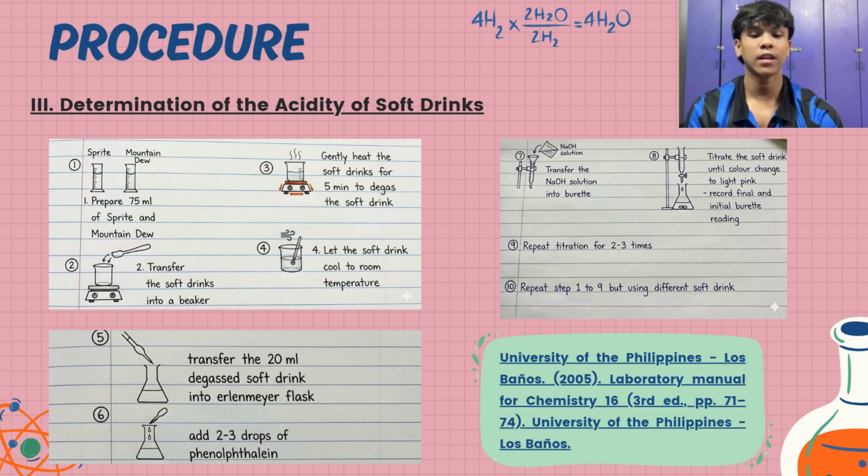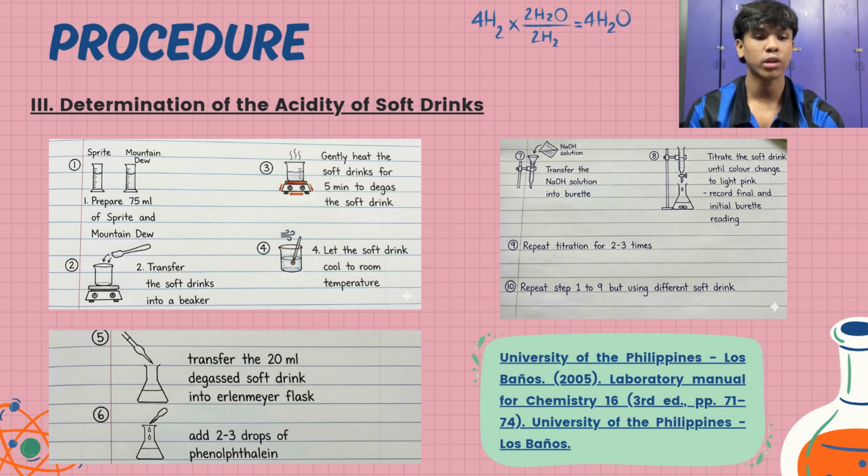After that, we transfer the 20 ml degassed soft drink into the aluminium flask and add 2 to 3 drops of phenolphthalein as the indicator. And then we take our earlier NaOH solution and transfer it into the burette. And then we can titrate the soft drink until the color turns to light pink.